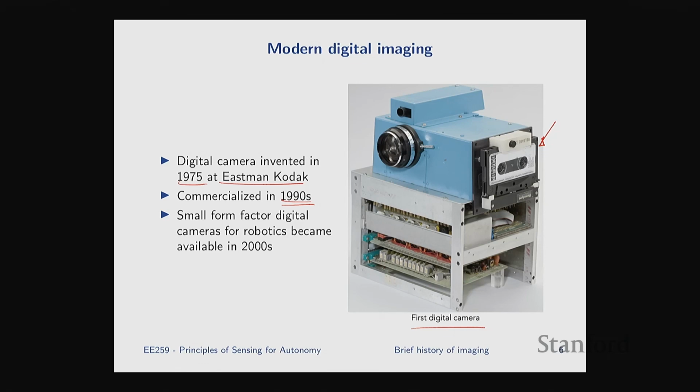Then in the 2000s, these technologies started becoming cheaper, better performing, more robust, and smaller in form factor, and they became suitable for dynamic platforms like robots. So imaging for robotics started in the early 2000s. That was a super quick history of imaging and photography. But we're going to go in depth and talk about the physics of image formation, and especially how digital cameras work.